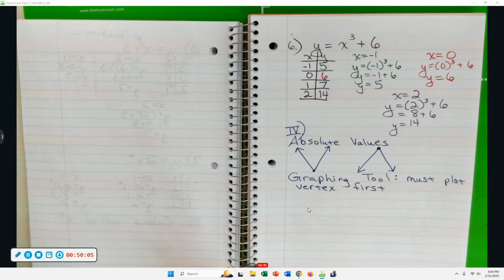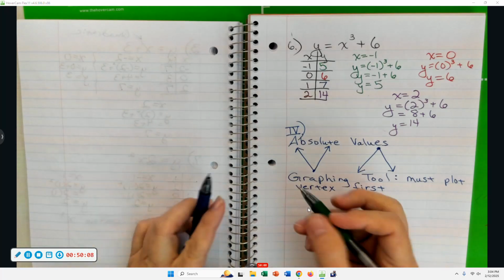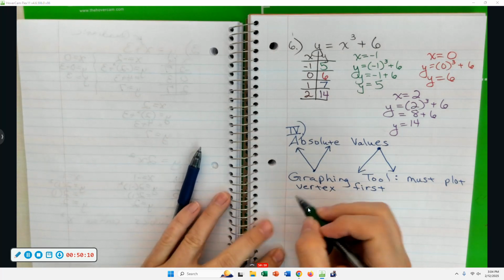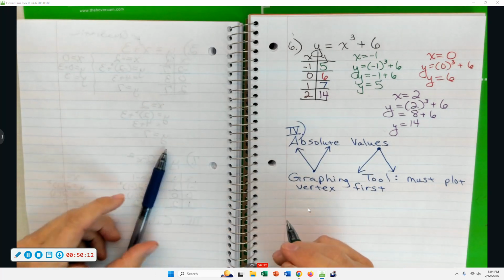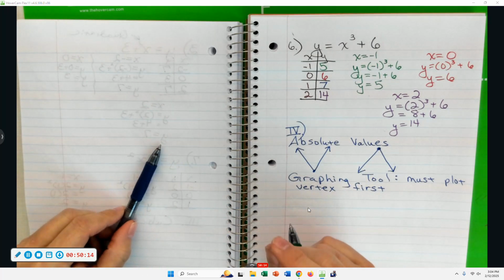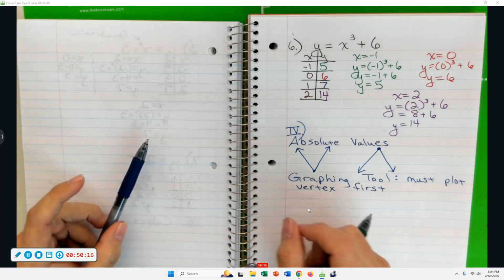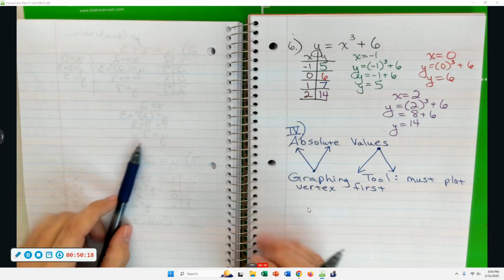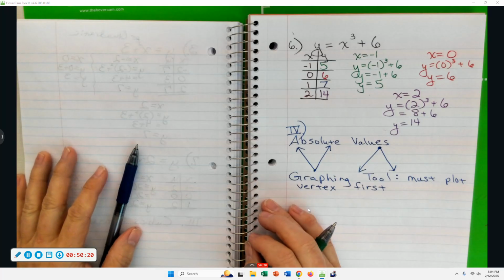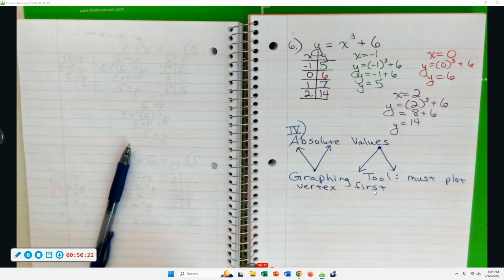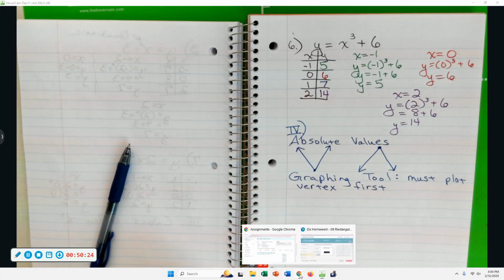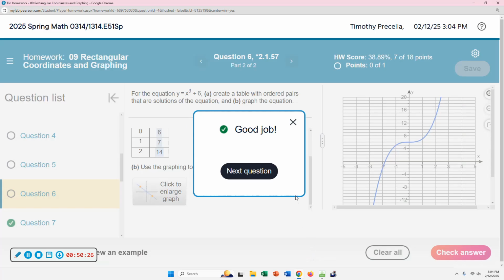How do you do that? Okay, here's how you find out where the vertex occurs. The vertex of an absolute value equation occurs when the inside stuff is equal to 0. Before I write that down, show them number 5 so they can understand what I'm trying to say.